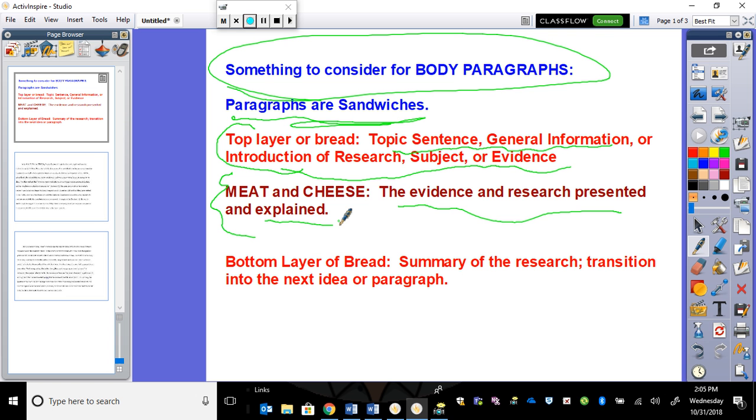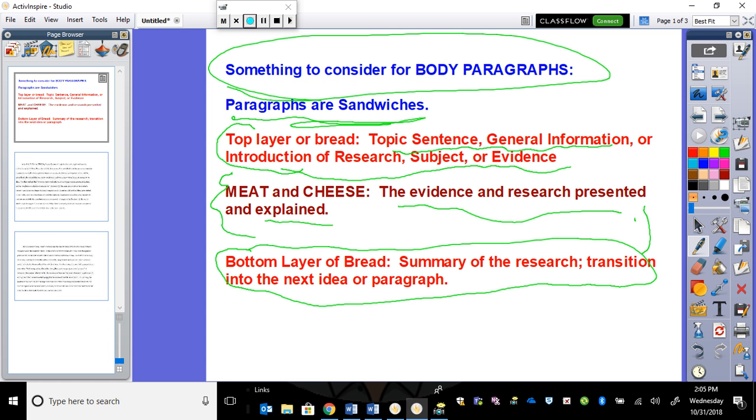And finally, after you've presented your research or explained or directly quoted or whatever you needed to do, the last layer of the bread should then be kind of a summary of the research, a summary of the things that you said here, a closing idea, or a transition to the next idea or paragraph. Now, what I'm actually going to do here is show you some examples of this at work.